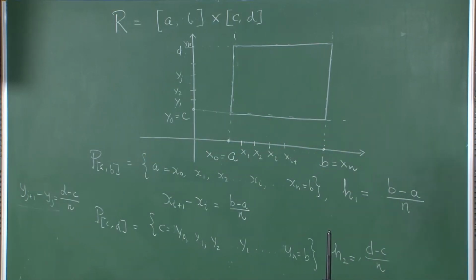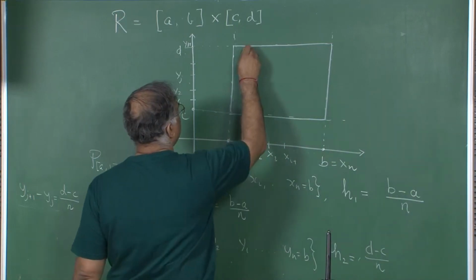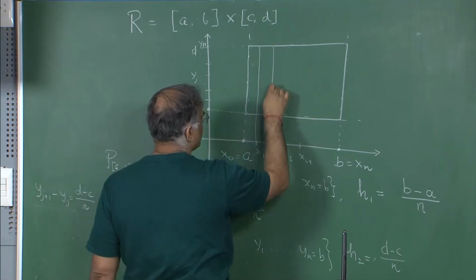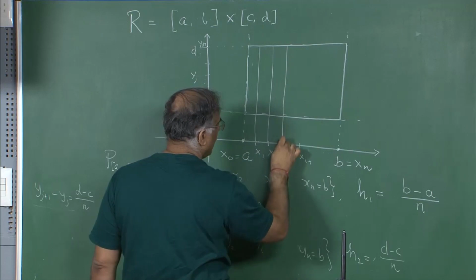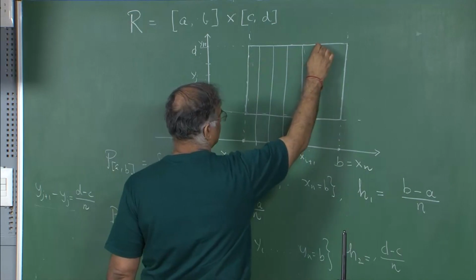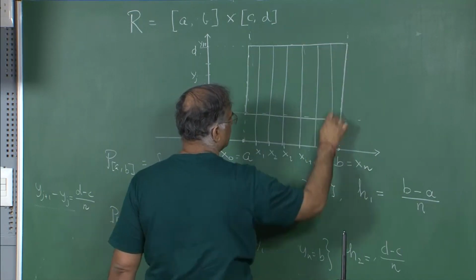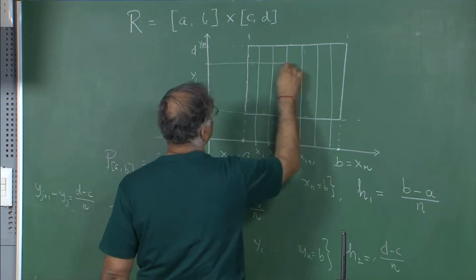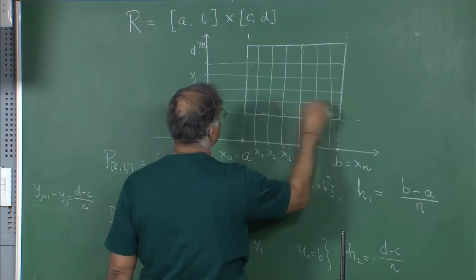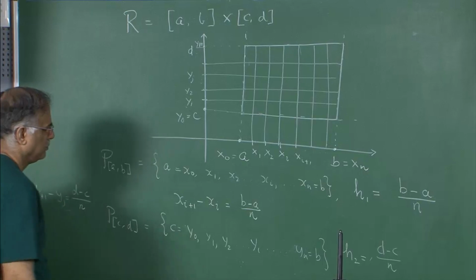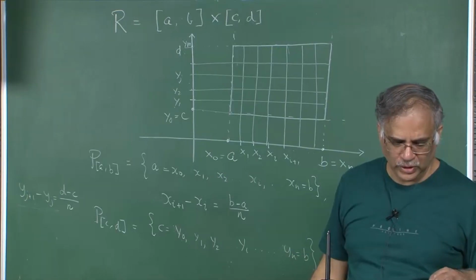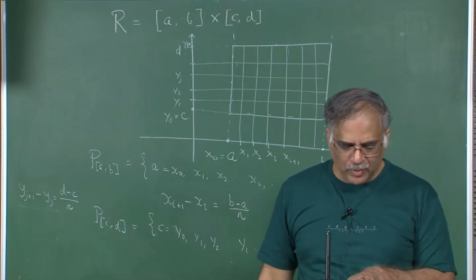So, what I do now is corresponding to this, through x1 I draw a line perpendicular to the x axis at x1, which will become parallel to the y axis, through x2, through xi, through xi plus 1 and so on and so forth, and the same thing. We are assuming that it is bounded.